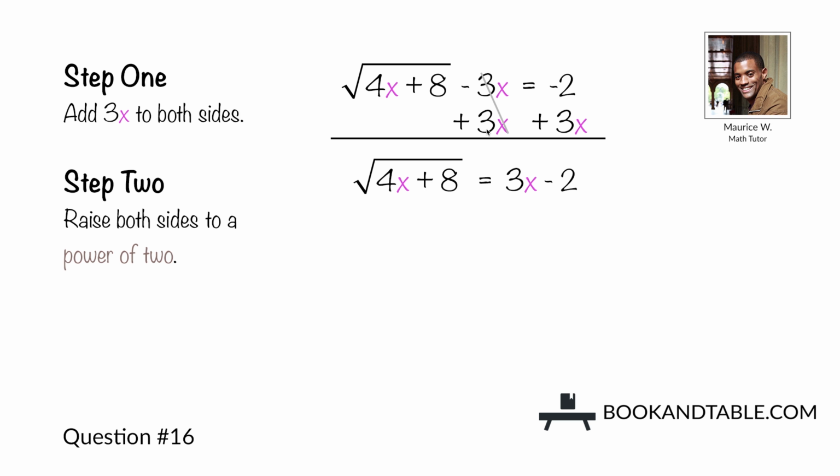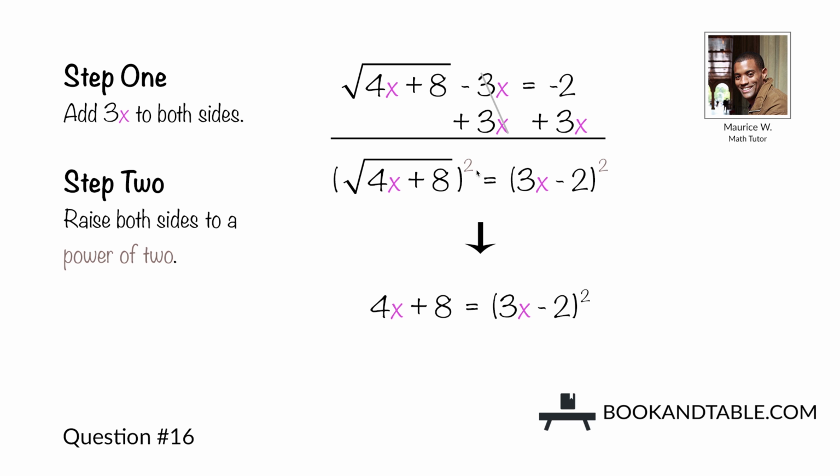Step 1, add 3x to both sides, isolating the first radical on the left side, and leaving you with 3x minus 2 on the right side. Step 2, raise both sides to a power of 2 to get rid of this first radical, leaving you with 4x plus 8 on the left side, and 3x minus 2 squared on the right side.